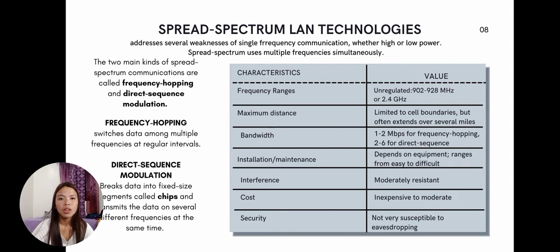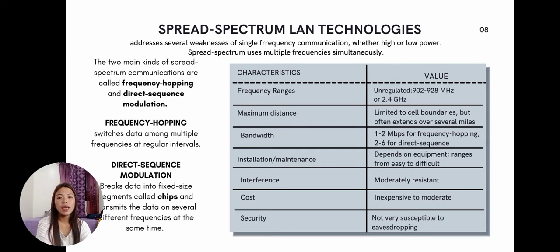So, what are those? Frequency hopping switches data among multiple frequencies at regular intervals. The transmitter and receiver must be tightly synchronized to keep communication ongoing. The hardware handles the timing of hops and chooses the next frequency without sending any information about such activity. Eavesdropping is nearly impossible, but because they only use one frequency at a time, frequency hopping technology's effective bandwidth is usually 1 Mbps or less and seldom exceeds 2 Mbps.